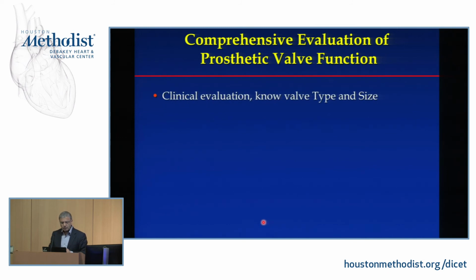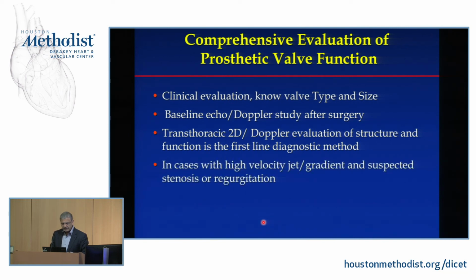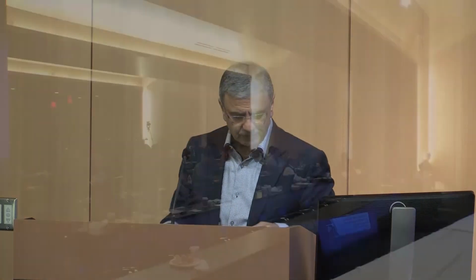So in conclusion, clinical evaluation, know the valve type and size. You'd better know that. Baseline echo after surgery. Transthoracic is the first line. In cases with high velocity gradient stenosis, suspect, compare with previous studies. TEE, fluoroscopy needed, particularly for mitral, but for aortic, you need to go for a radiological procedure. And if there is big time regurgitation and you're wondering about how much of that, you could use CMR, just like what Dr. Shah mentioned to you today. Thank you very much for your attention.